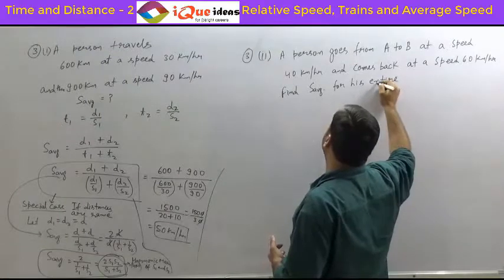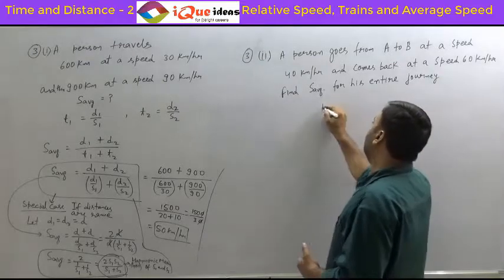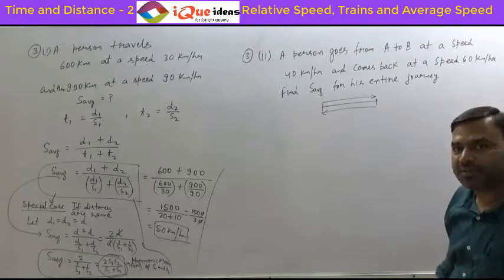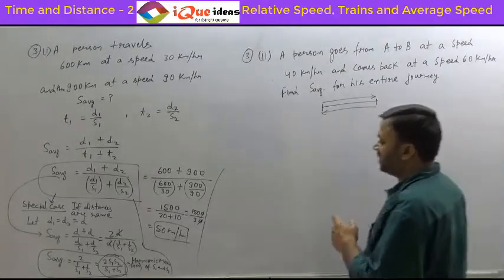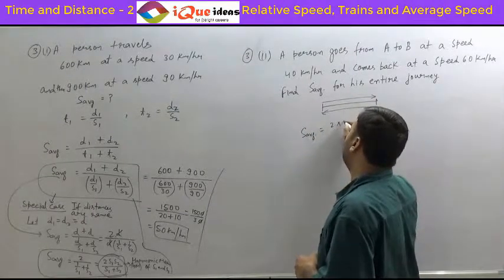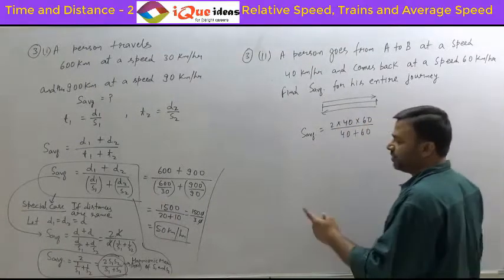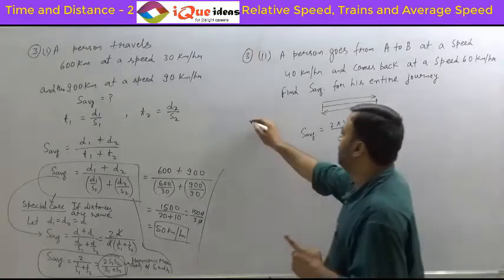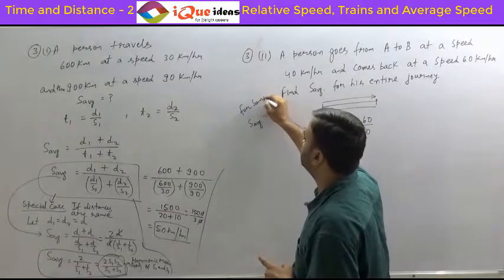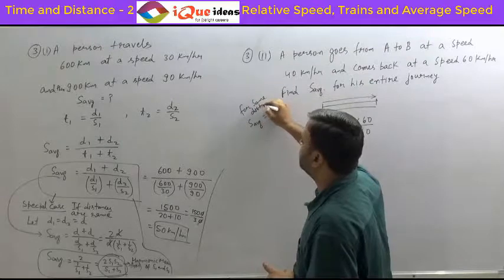Now please understand that in this case, entire journey would mean going from A to B and then coming back. That means same distances are travelled at different speeds. Speeds are 40 and 60. So straight away we will apply this expression to find average speed as 2 into 40 into 60 divided by 40 plus 60. The formula is 2 s1 s2 upon s1 plus s2, as average for same distances. And remember, only for two parts. You will not be asked anything more than two parts.